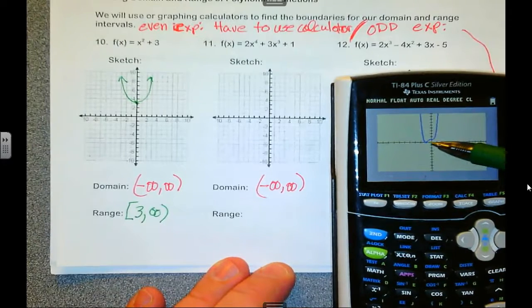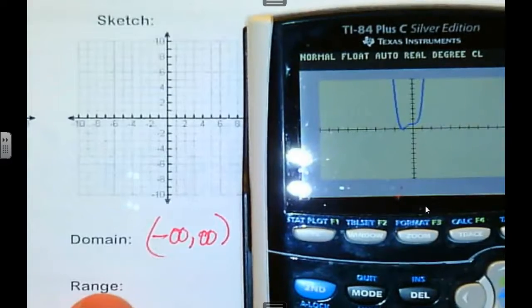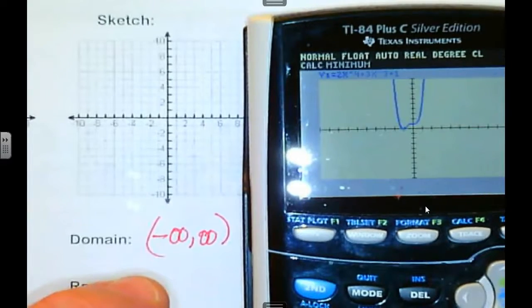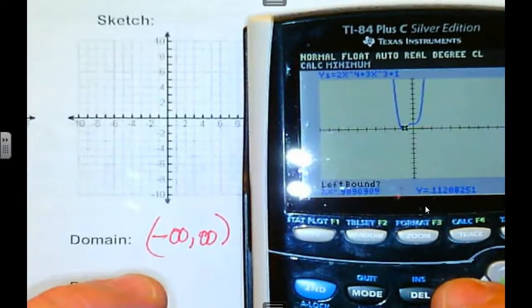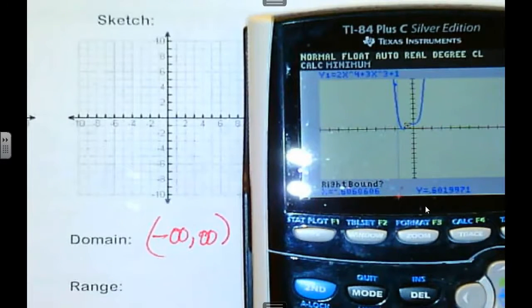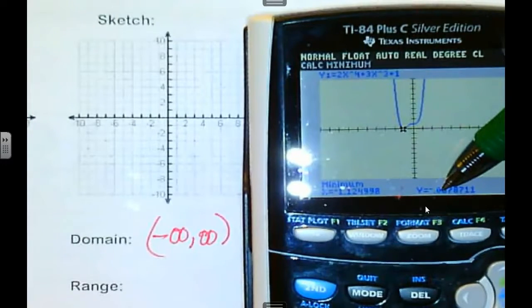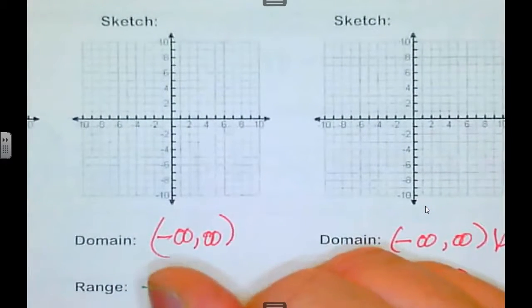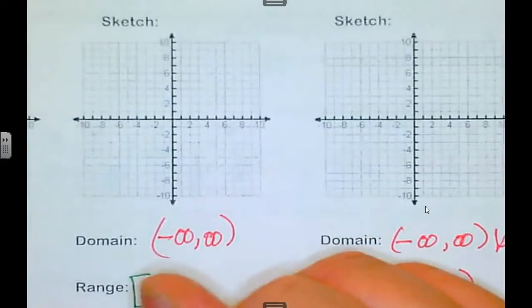We need to find the minimum here, right? I'm going to blow this up a little bit. Okay, so I need the second trace. I need to find the minimum. I need to find the smallest minimum, which is there. So I'm going to go to the left bound, hit enter. I'm going to go to the right bound, hit enter again. And it starts at negative 0.07. Negative 0.07 includes that point.